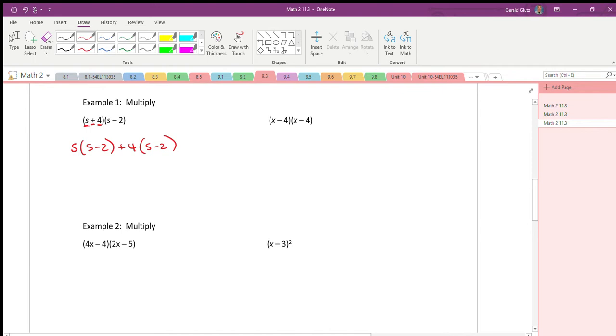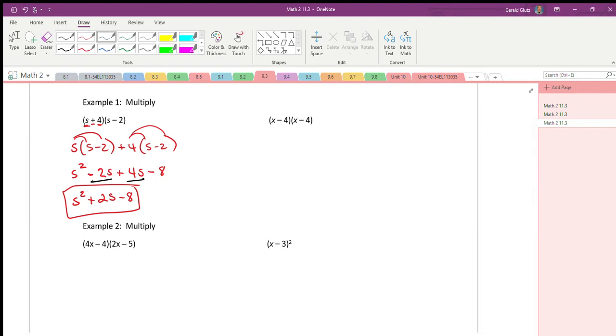So now we distribute, combine like terms, and we'll be done. S times s is s squared. S times negative 2 is negative 2s. Now I'm going to distribute this 4. So 4 times s is 4s. 4 times negative 2 would be negative 8. Now I look for any like terms. I got negative 2s and a positive 4s. Those are the only like terms. So s squared, negative 2 plus 4 is positive 2, so plus 2s minus 8, and we are done.